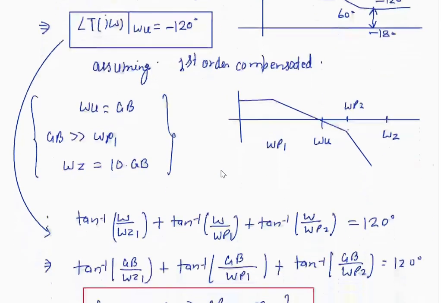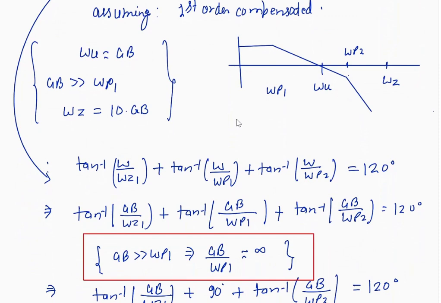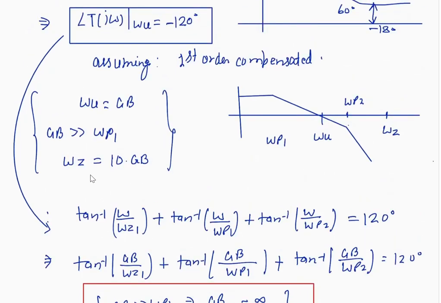Now here we will take one assumption: that our two-stage op-amp is properly compensated, and finally it will behave like a first-order system. So my unity gain frequency will be about the gain bandwidth product, as in a single-pole system. My gain bandwidth will be much higher than the first dominant pole location. And they have given that my zero location is 10 times the unity gain frequency, or gain bandwidth. So let's put this value in.